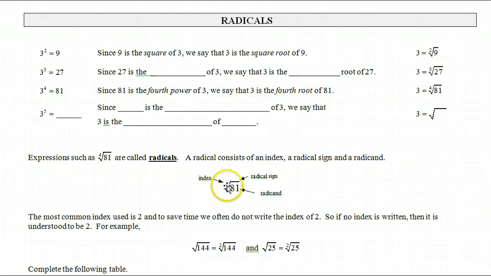And, important things here, some vocabulary. The index, that's what's in here. That tells you what root it is. The radical sign, this shape. And the thing under the radical sign is called the radicand. And if you don't see an index, then it's assumed to be a 2, right? Because that's the most common, which would be a square root.